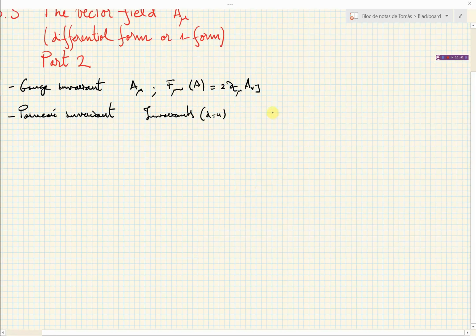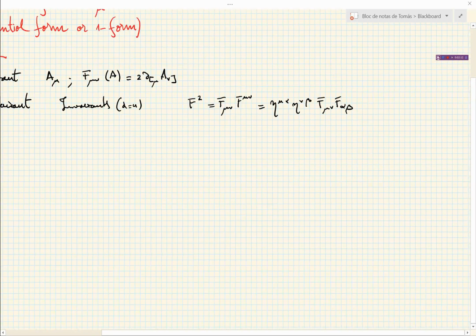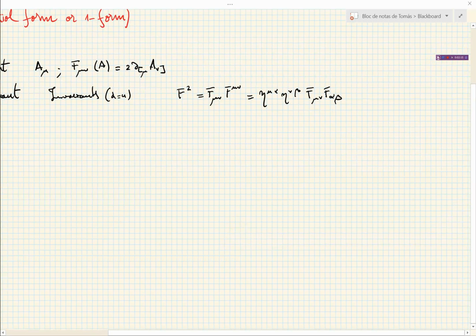The first invariant is what we usually write F squared, and F squared is F mu nu, and if I write this showing the metric, it would be eta mu alpha, eta nu beta, F mu nu, F alpha beta. Well, in order to get some intuition, and also for other reasons, it is important to see what this F squared is in terms of the standard electric and magnetic fields. So let me just do it.